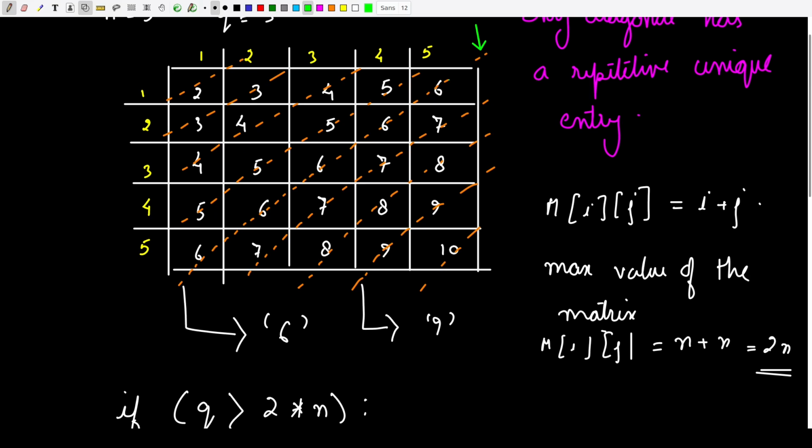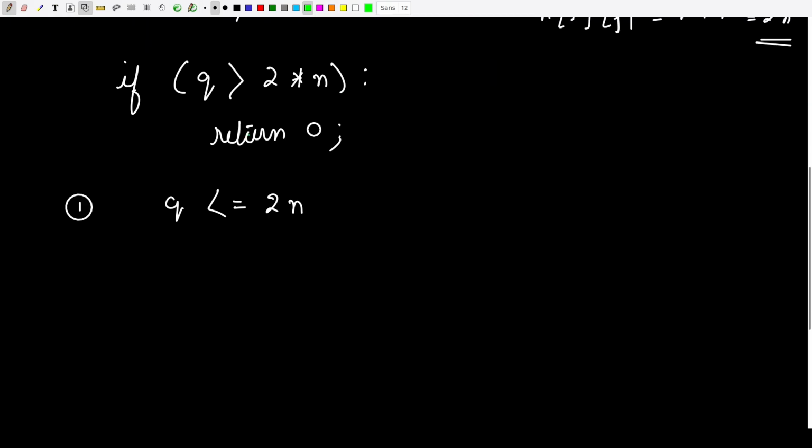Well, the value over here can be written as 1 plus n, right? Because this is at entry 1 comma n, and that is how this is 1 plus n. So we know that the value at this position will be 1 plus n. So the longest diagonal value, let us call it longest diagonal value, will be equal to 1 plus n.